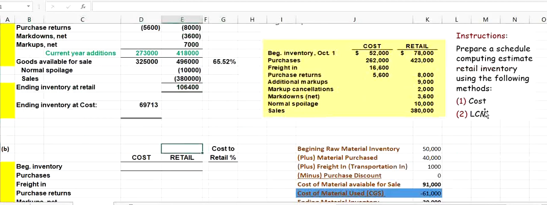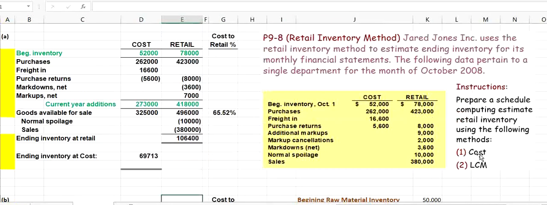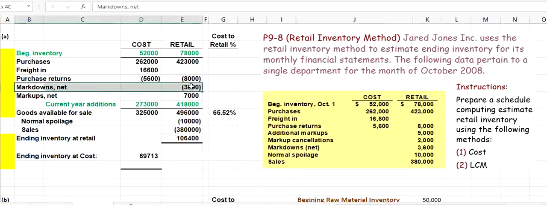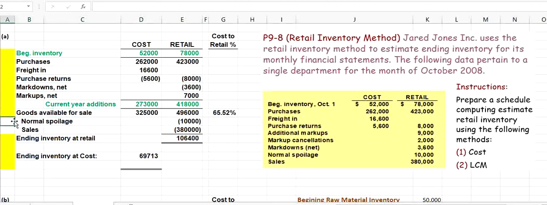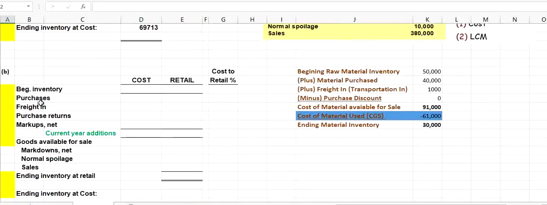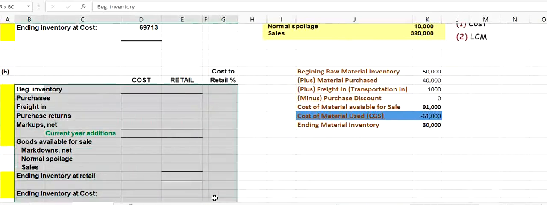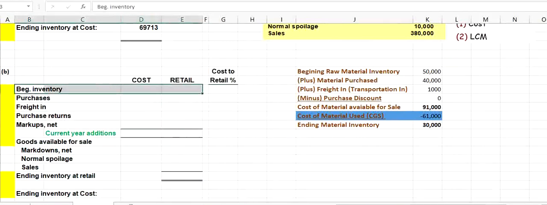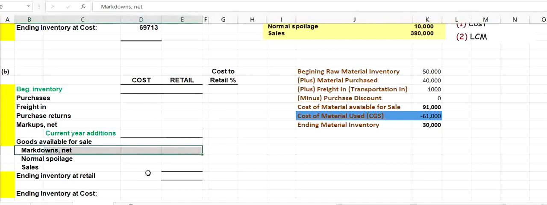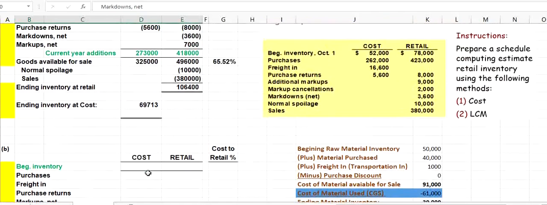Now let's go for the second method, the LCM method. The LCM method is almost the same as the cost method except for this one word here, markdown net. In the LCM method, this markdown net will be brought after the goods available for sale, at this place. That's the only difference you can see here. Everything remains the same. I can make this one green. Okay, if you can see here, there is no markdown value given here, and markdown is brought here. Rest everything remains the same. So let's do it quickly.